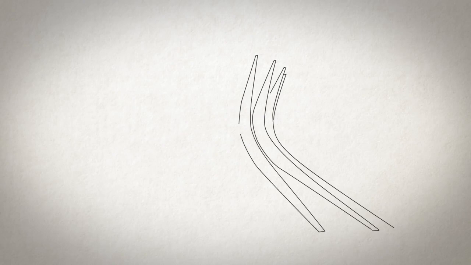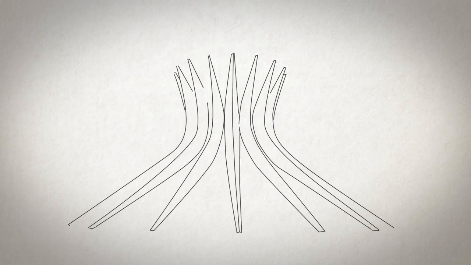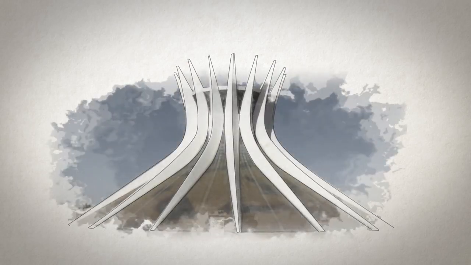Let's now have a look at these three projects. The first, the Cathedral of Brasilia by the architect Oscar Niemeyer. It was built between 1958 and 1970, and each of the 16 reinforced concrete pillars weighs in at 90 tons. Next, we have the Sagrada Família School in Barcelona.